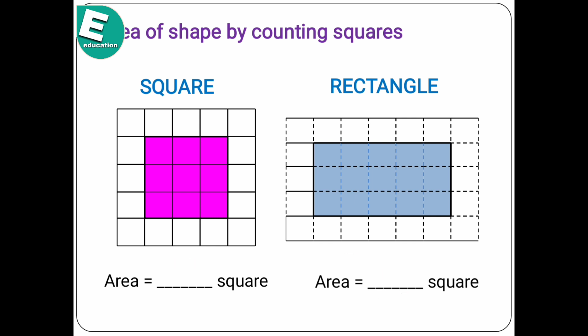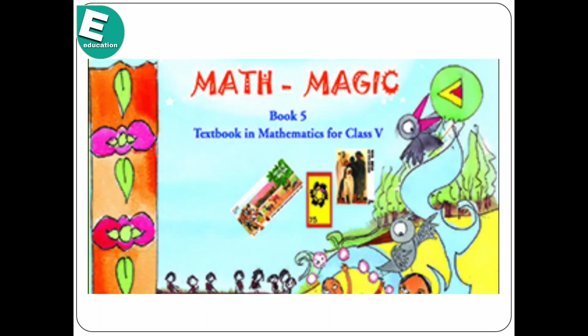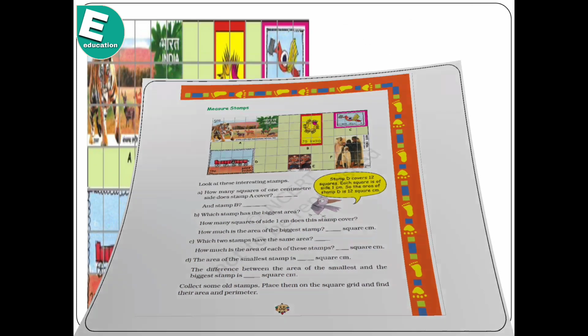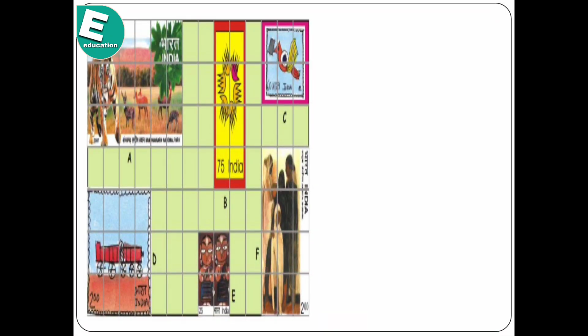So students, take out your maths book and open page number 35. Let's do an activity which is measure stamps. Before answering the questions, first find out the areas of all the given stamps. Start with stamp A. First, we will find the area by counting the squares inside stamp A. Let's start counting. 1, 2, 3, 4, 5, 6, 7, 8, 9, 10, 11, 12, 13, 14, 15, 16, 17, 18. Here we got 18 squares. So area of stamp A is 18 square centimeter.